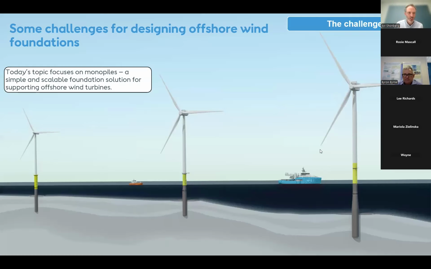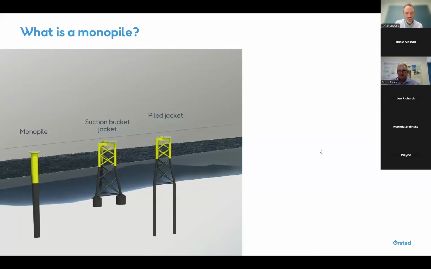So today we focus on monopile foundations. And in general, monopiles are a simple and scalable foundation solution for supporting offshore wind turbines. As you can see here, it looks very simple. They are easy to install, and they're relatively simple for transport and installation purposes.